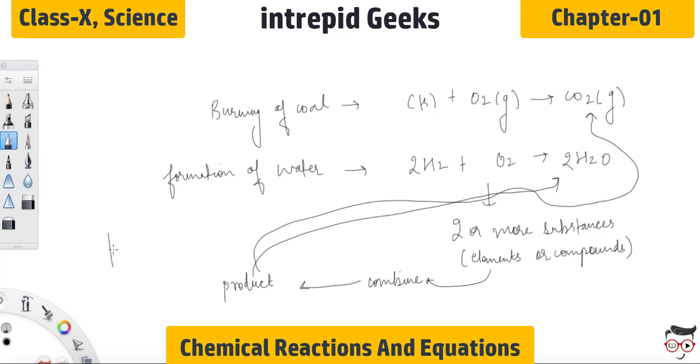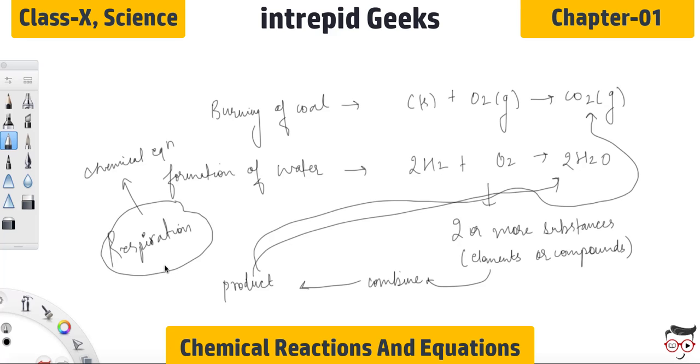Students, respiration, which is a process of the human body, is also a form of combination reaction. I want you to find out the chemical equation for respiration, which is also present in your NCERT textbook.